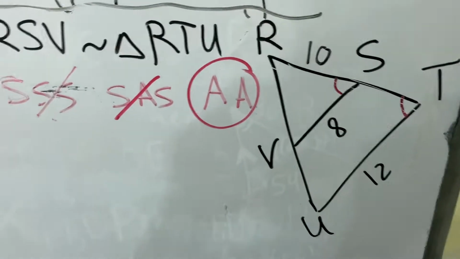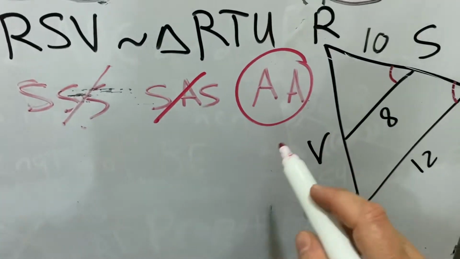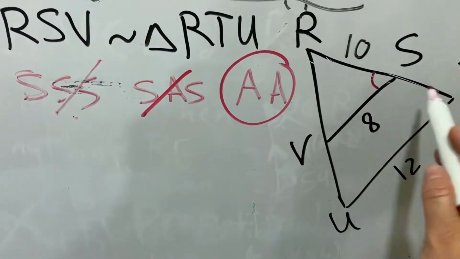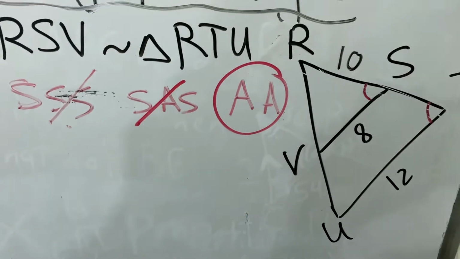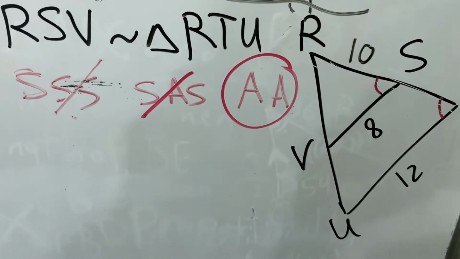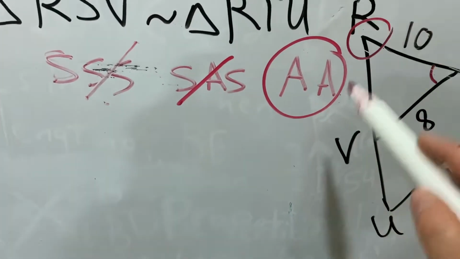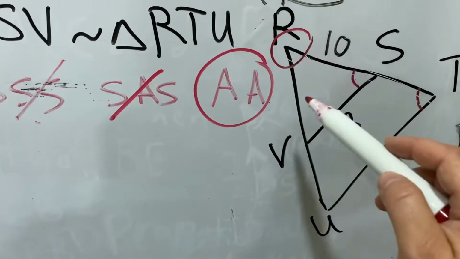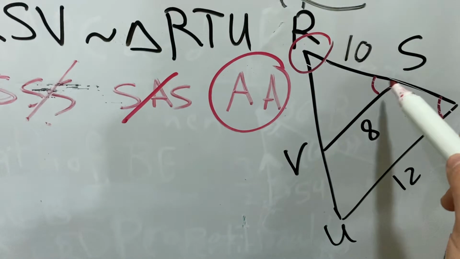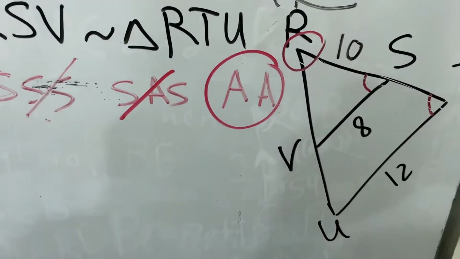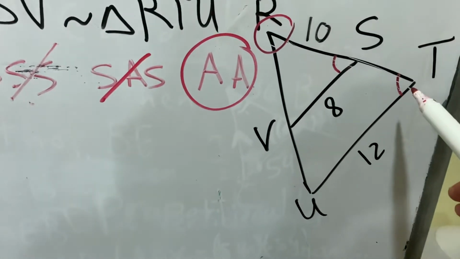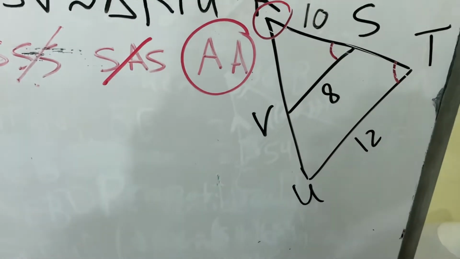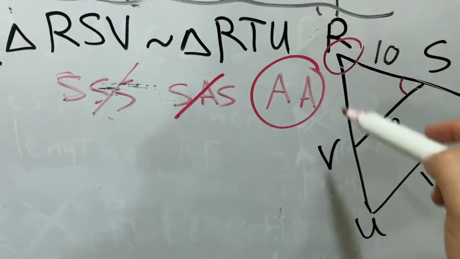How do I use angle, angle? First, angle, angle means two angles. Now I found already one. This angle is congruent to this angle. Now I need another angle. Which is the other angle? This angle, R. Why? Because R is common in both triangles. I can say for the small triangle, SRV, and for the big triangle, TRU. So R is mentioned in both of the triangles.